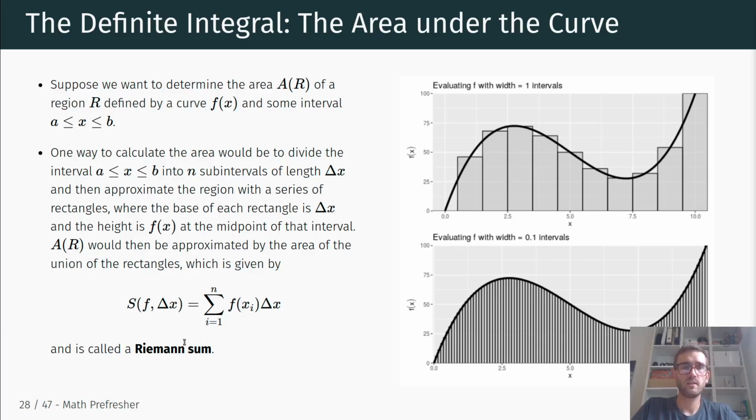So in general, we call this approximation of the area under the curve using these rectangles the Riemann sum. So this is the sum from i equals 1 through n for n rectangles that have the width of delta x and have the function value at each x_i for each interval.